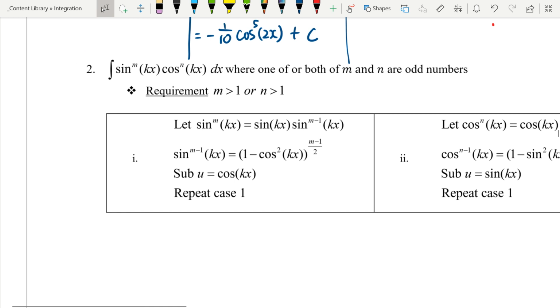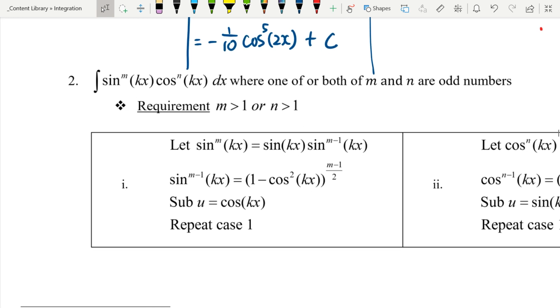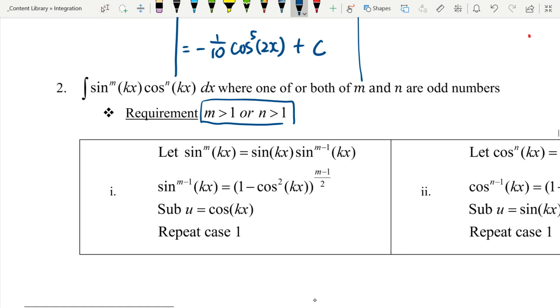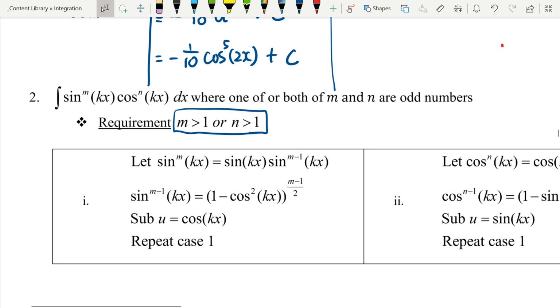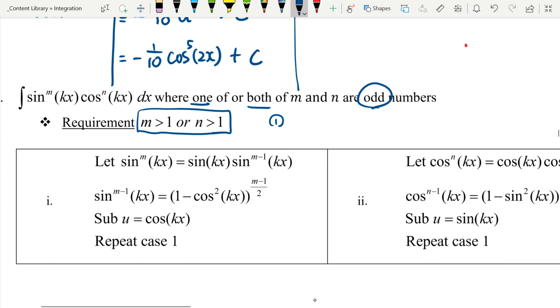But we're not always going to have one single sine or one single cos. You may have multiple sine and multiple cos. In this case, if the powers are both greater than 1, we consider the second situation. Well, one of them greater than 1 will be fine. What I need is for one of them to be an odd number. If they are both even, I can't really use this method. So one of them must be odd. Rule number 1: if there's only one odd, change the odd. Just write it down; I'll tell you what that means.